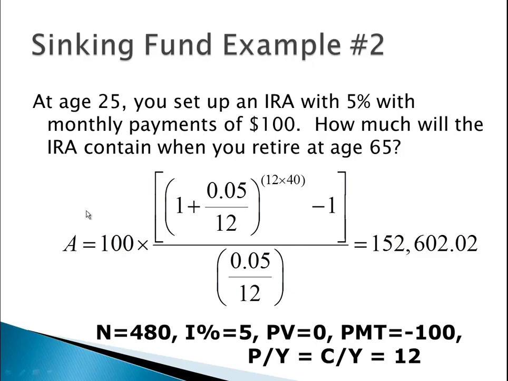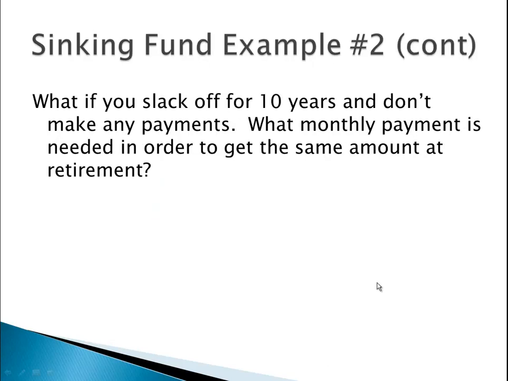Okay, so here's my example. Now, let's do a variation. Let's say I really slack off for 10 years. I go to grad school instead, all that kind of good stuff, and I don't make any payments. I don't even have anything set up. So let's say I start at age 35. But I figured out that I want to end up with the same amount as if I would have started at age 25. If I want to end up with the same amount, what's going to happen? So now we're working backwards a little bit. What monthly payment is needed?